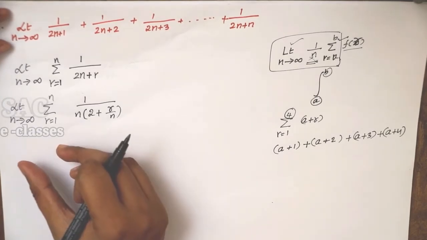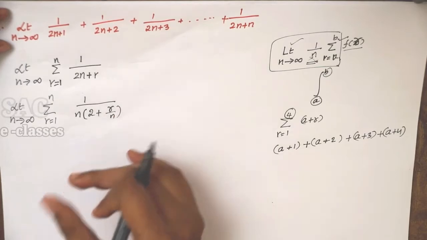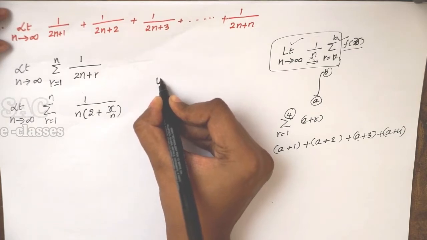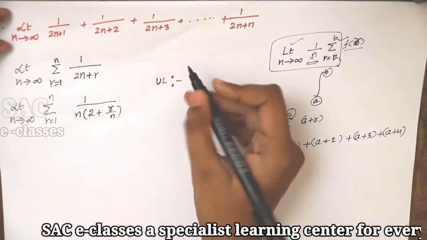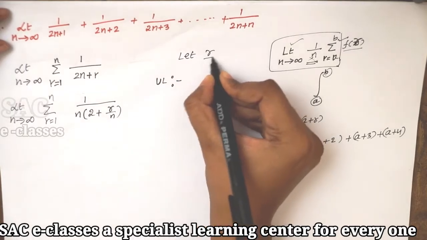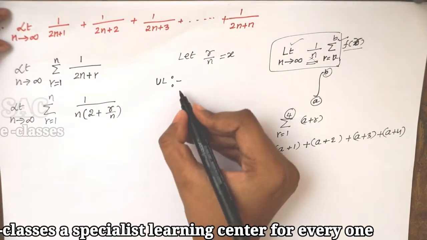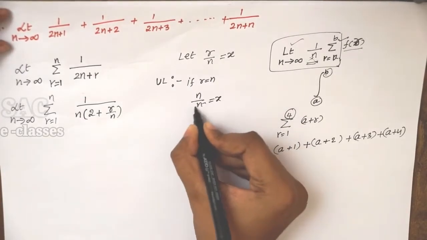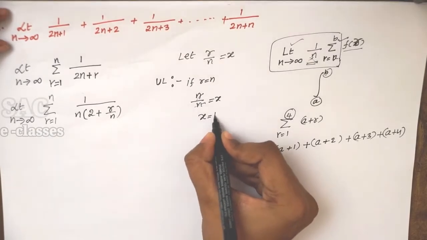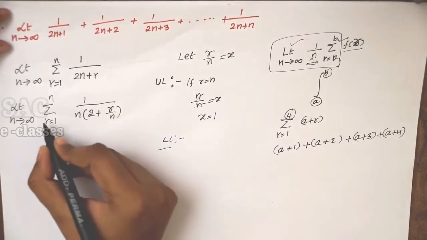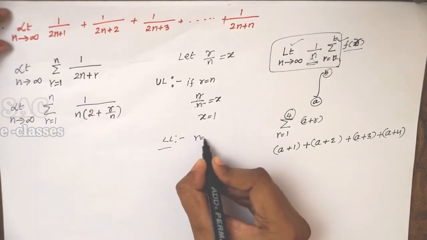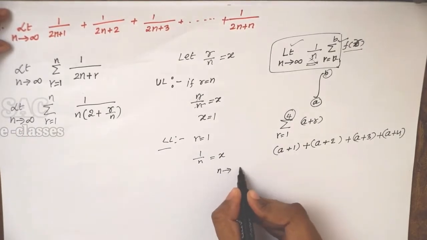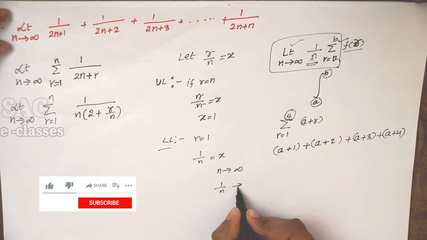Now while changing into integration, we need the upper limit and lower limit. In what way can we find them? Assume that r by n is some x. If r is equal to n, then n by n equals x, so the upper limit is 1. Coming to the lower limit, the lowest value of r is 1, so 1 by n equals x. We know when n tends to infinity, 1 by n tends to 0.